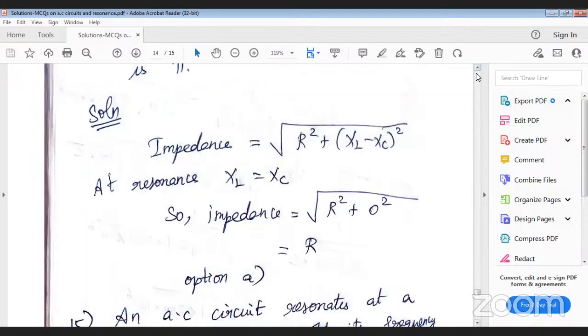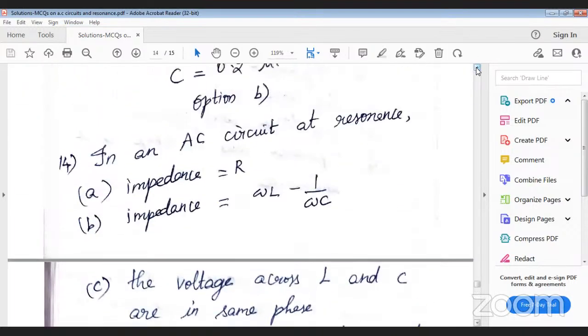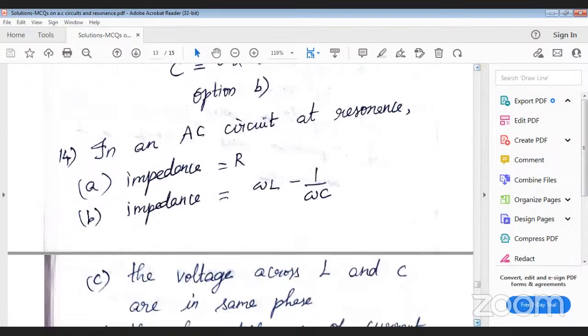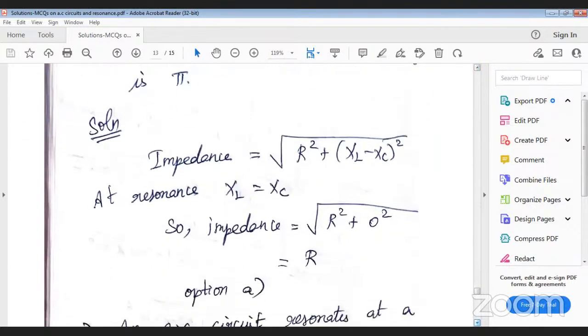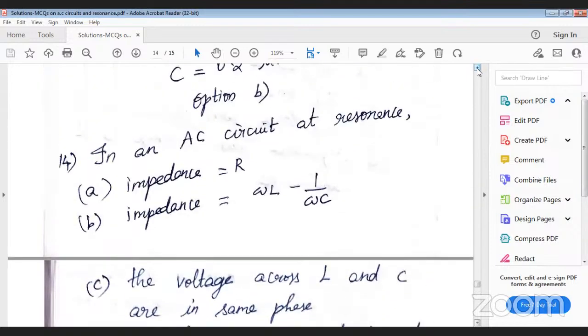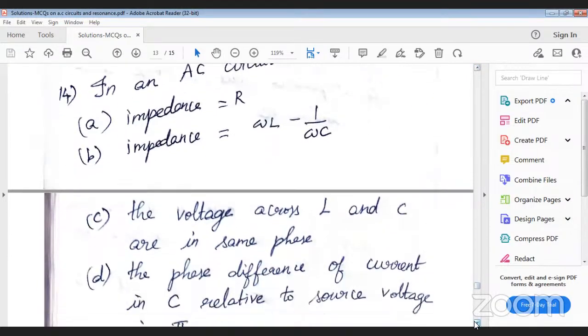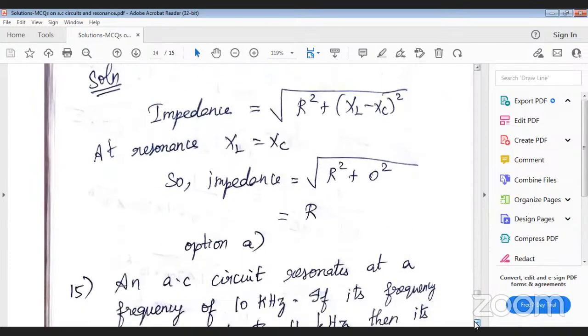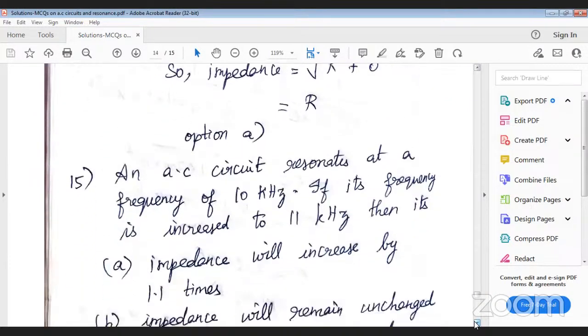So in the question they have mentioned it is a resonance condition. So at resonance, your XL will be equal to XC. That means this term will become 0. So impedance is equal to square root of R squared, that will be R. So in the question, option A, impedance equal to R, is the correct answer. Then question number 15.